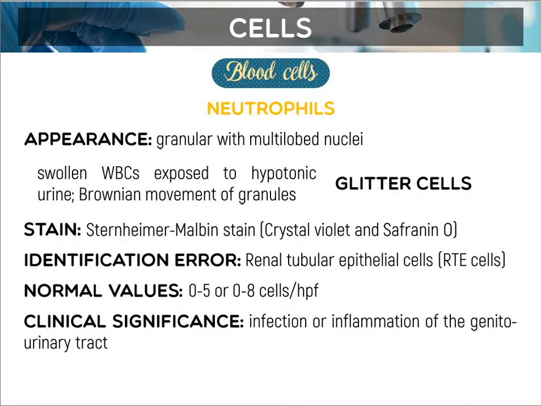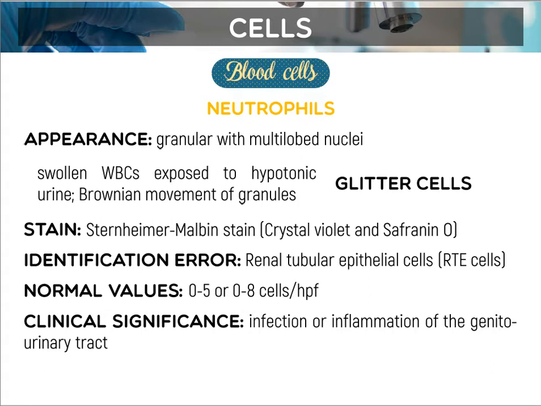Okay? Next, we have your WBCs. First up, we have your neutrophils. Its appearance is granular with multi-lobe nuclei. Neutrophils, or your WBCs, are larger than RBCs, about 12 micrometers in diameter. RBCs are only 7 micrometers, right? So predominantly, the WBCs that we see are your neutrophils, okay? Because they are easier to identify, because of their granules and multi-lobe nuclei. They have 3 to 4 lobes, right? This is the segmented neutrophil, okay?